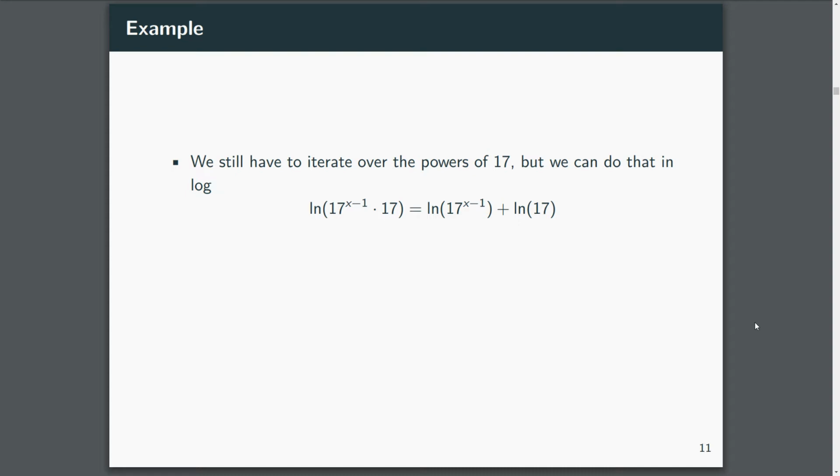We still have to iterate over the powers of 17, but we can do that using the logarithm. So if you want to find the logarithm of 17 to the power of x, so that's this here, we have 17 to the power of x minus 1 times 17. That would be 17 to the power of x. This is just equal to the logarithm of 17 to the power of x minus 1 plus the logarithm of 17.